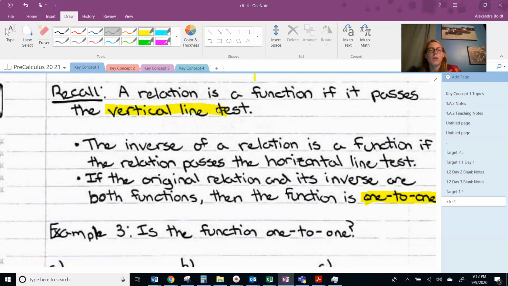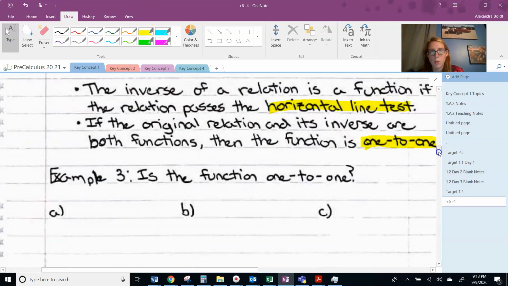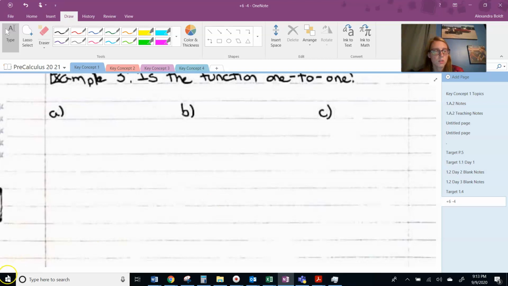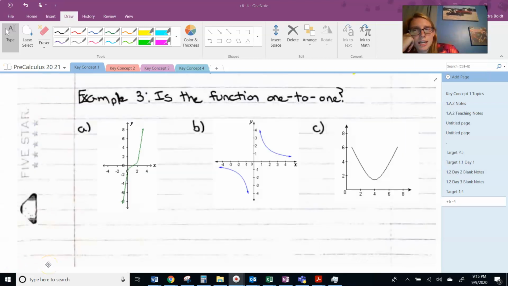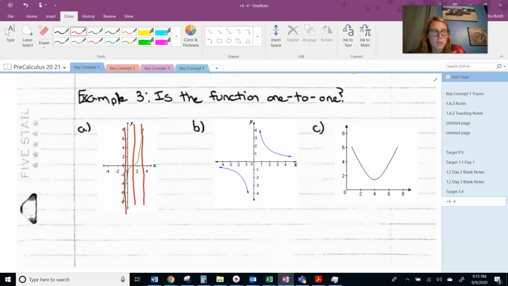Okay, so it has to pass the vertical line test and the horizontal line test, and then it's one-to-one. I have my pictures here, the same three functions, but now we're just trying to decide if they are one-to-one. Again, first thing it has to do is pass the vertical test. And again, I can draw just straight lines down, and it looks like it does pass the vertical line test.